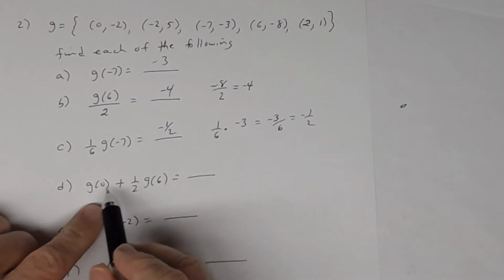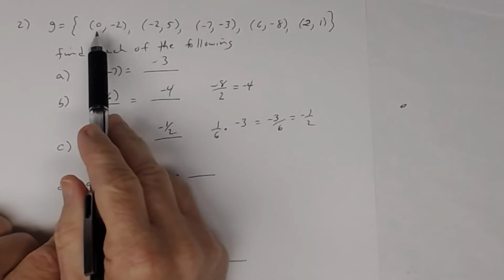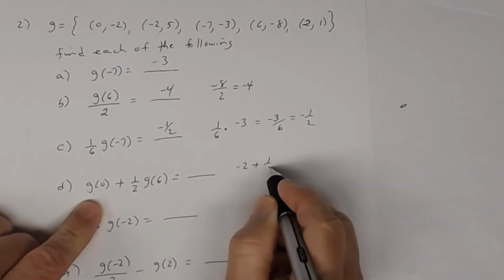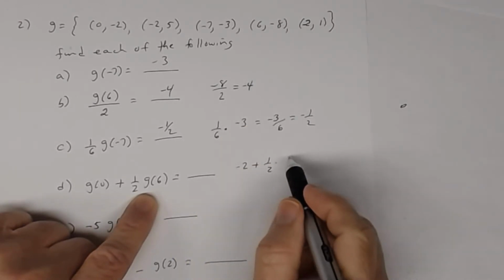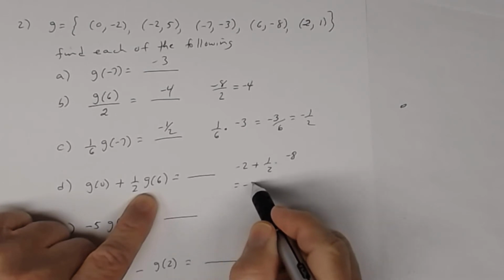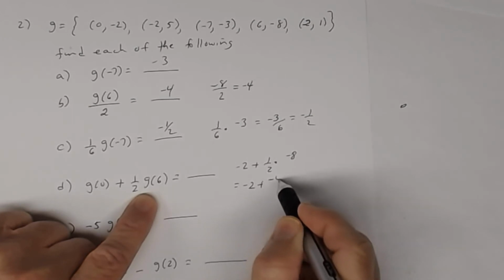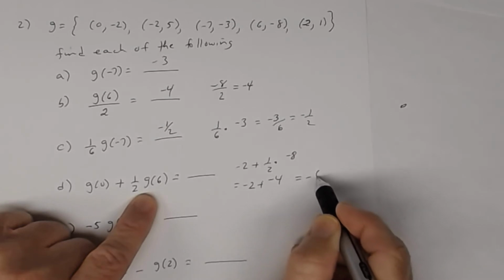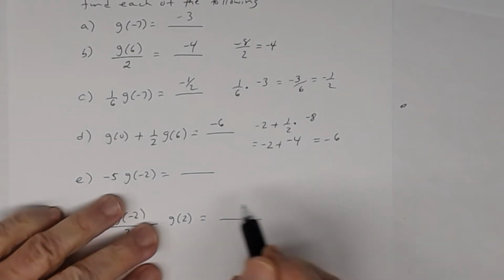All right, so g of 0 plus 1/2 times g of 6. So g of 0, that's easy. When x is 0, y value is negative 2. And negative 2 plus 1/2 times, and then g of 6 is negative 8. So this becomes negative 2 plus 1/2 of negative 8. 1/2 times negative 8 is a negative 4. A negative 2 plus a negative 4 is a negative 6. All right, very simple, not difficult at all.